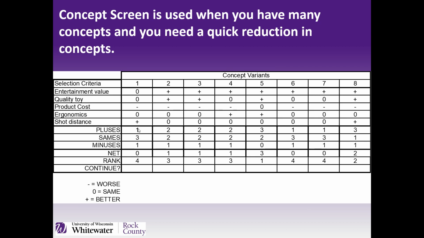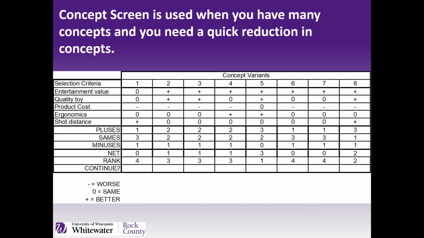So here you'll see we have 1, here we have 2, 2, here's one that has 3. And then we add up all of the sames, which are zeros. And then last, we add up all the minuses. So we have 1 minus, 1 minus, 1, 1. There's no minuses here, 1, 1. And then we take the net. The net is the number of pluses minus the number of minuses. So 1 minus 1 is 0. 2 minus 1 is 1. 3 minus 0 is 3.